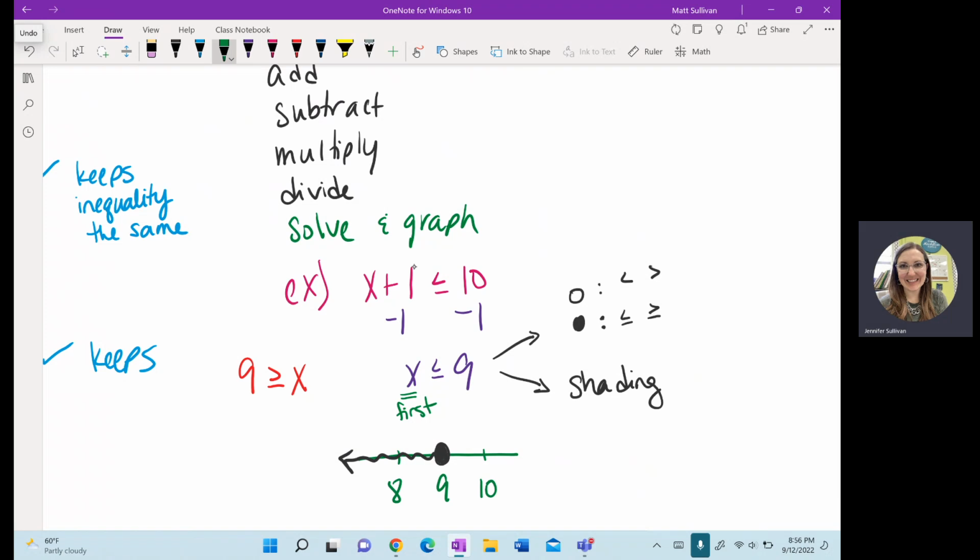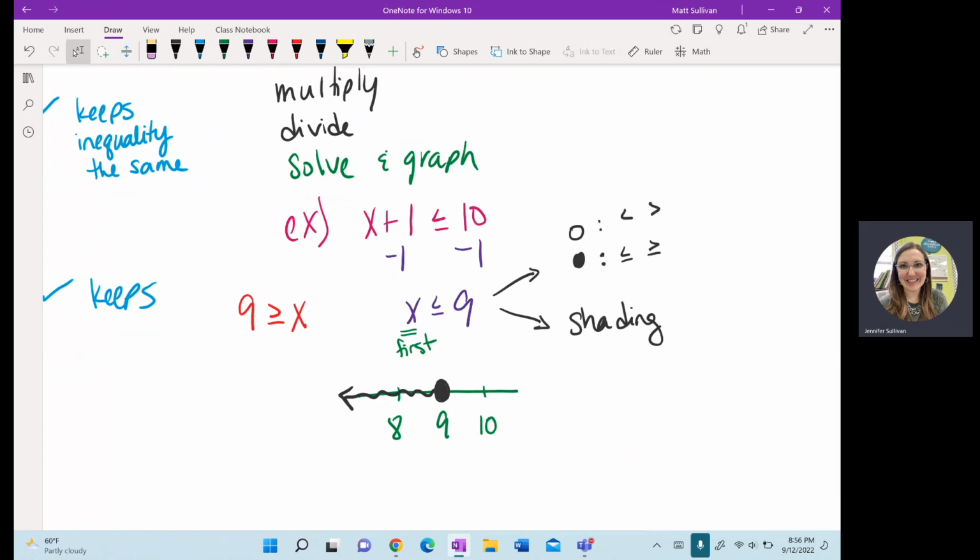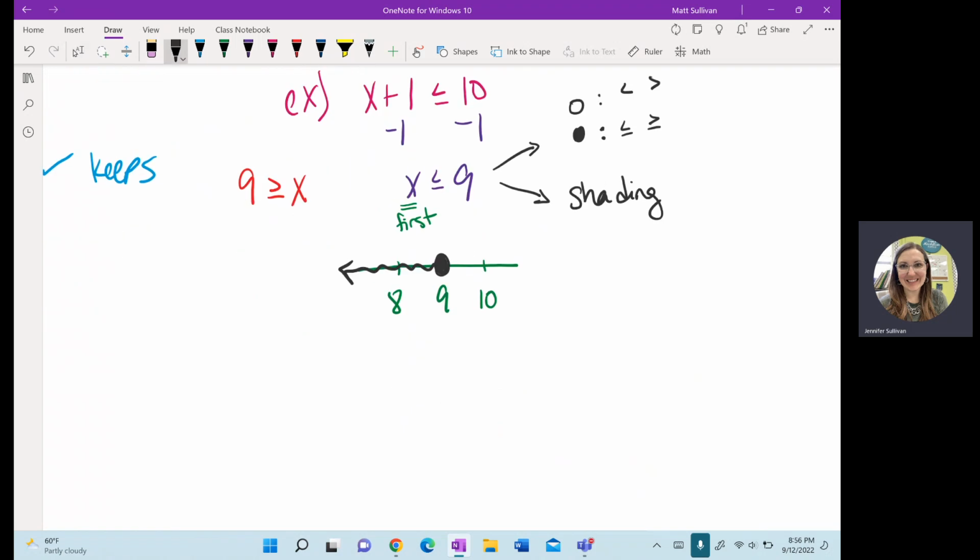Okay, so subtracting on both sides, here we go. We did one of those examples. Adding on both sides is the same. Let's do one though. Let's switch this up a bit. Let's make it -4 is greater than x minus 8.